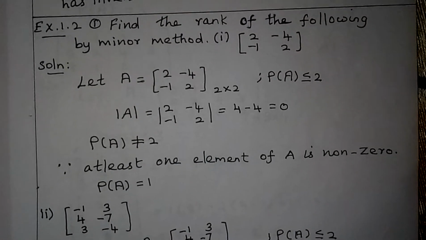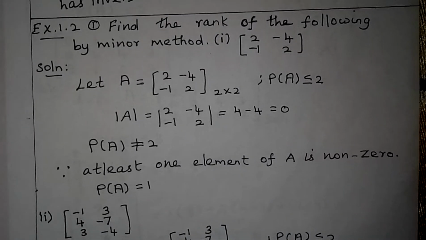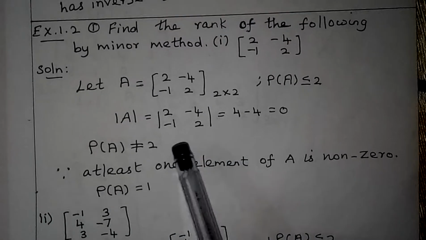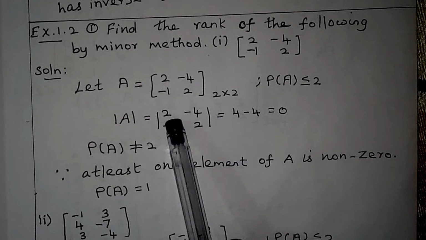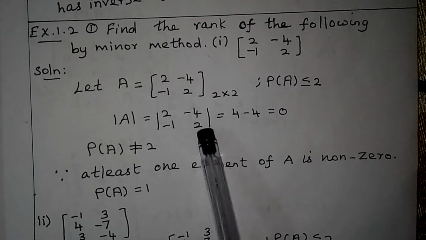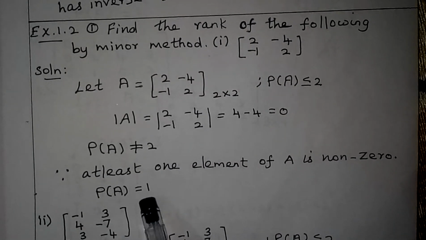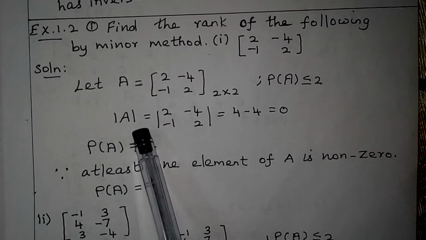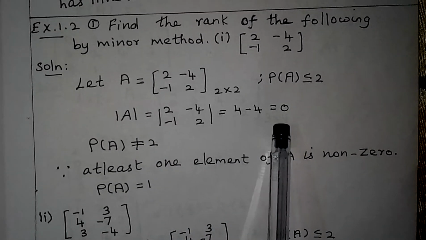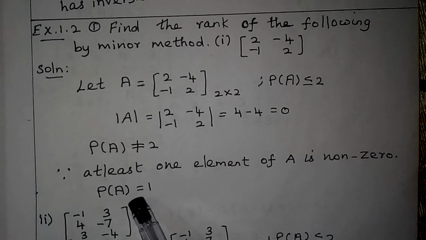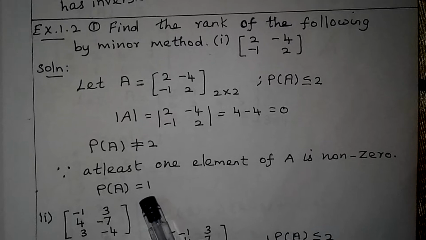Now we have to check whether the rank is equal to 1. For that we have to take a 1 by 1 square submatrix. What does a 1 by 1 square submatrix mean? One element. So if at least one element is non-zero here, then the rank of A will be equal to 1. Till we get a determinant not equal to 0, we have to continue. So for 1 by 1, at least one element is not equal to 0, so we say the rank of A is equal to 1.